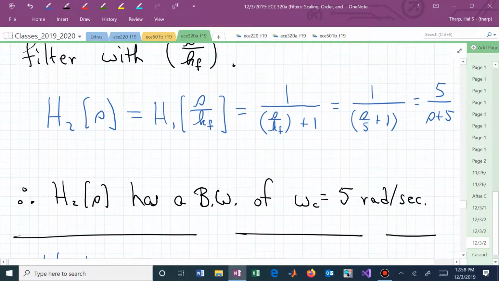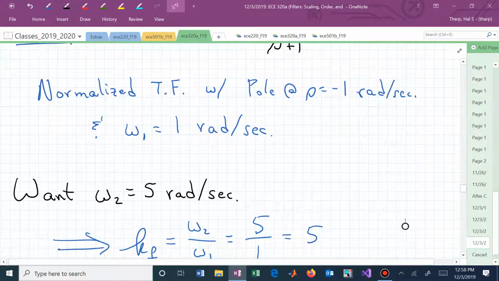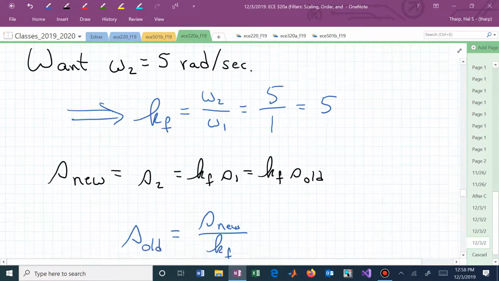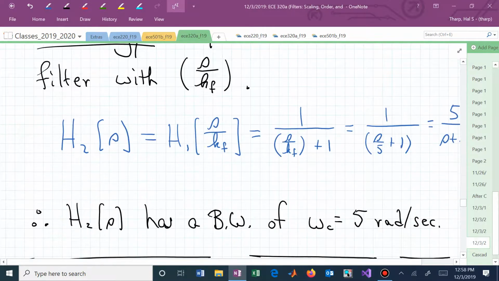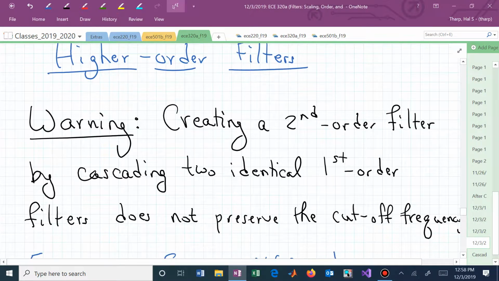Now, we want more filtering. Meaning we want to roll off quicker in the stop band. We want it to have a sharper slope. That means that we can increase the order, and this is what we talked about last time.